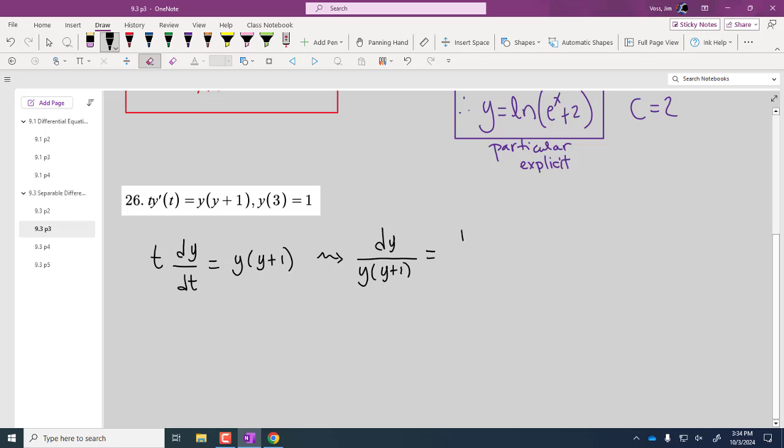Everyone's seen that you're going to end up with a PFD scenario. You have your y's on the left, you've got a product in the denominator, product of linear factors, so PFD, partial fraction decomposition.